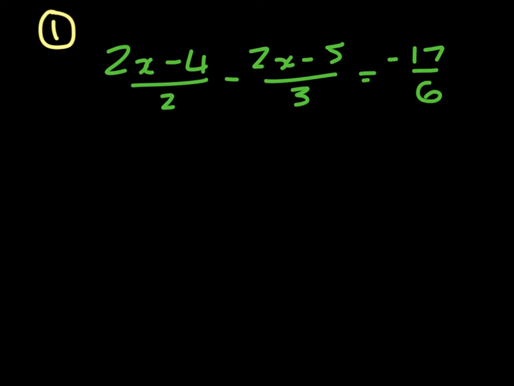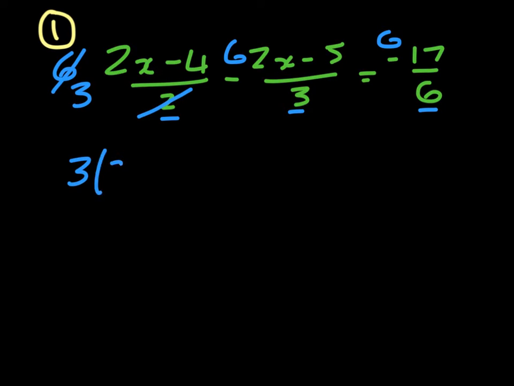So if we look at the fractions here, we've got 2, 3 and 6. Now each of these numbers all divide into 6. So the way that I'm going to get rid of the fractions is I'm going to multiply everything by 6. So the 2 cancels into 6 3 times. So that leaves us with 3 lots of 2x minus 4.